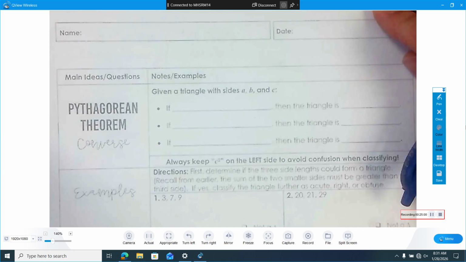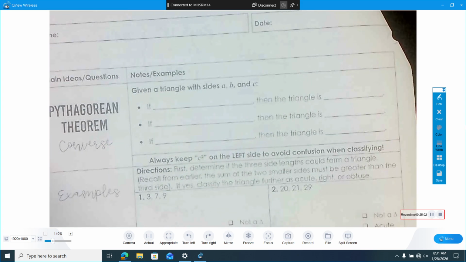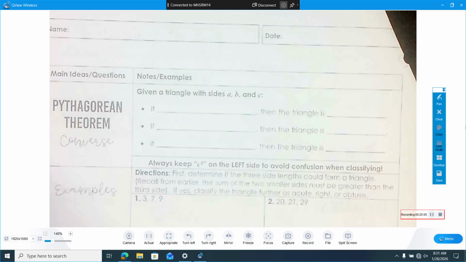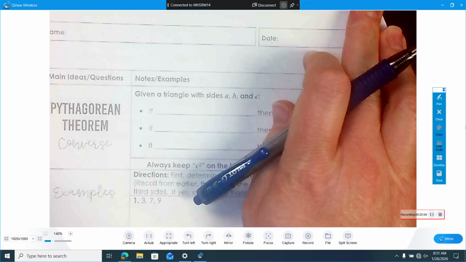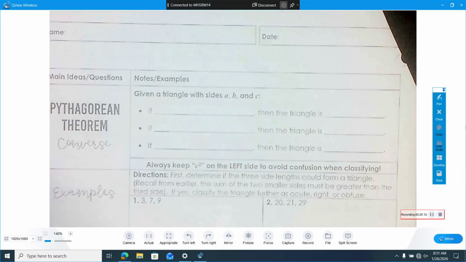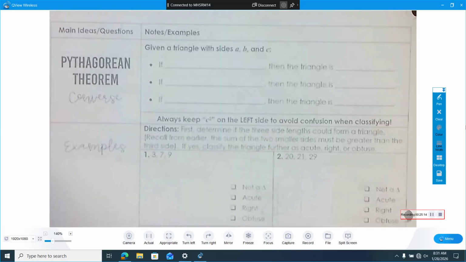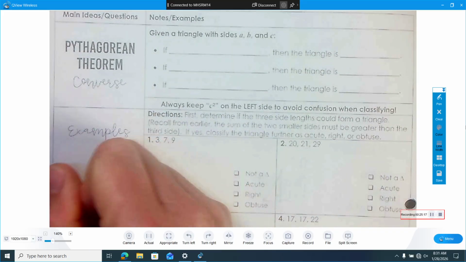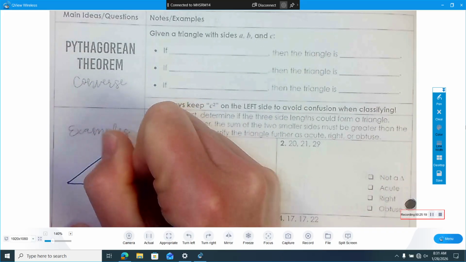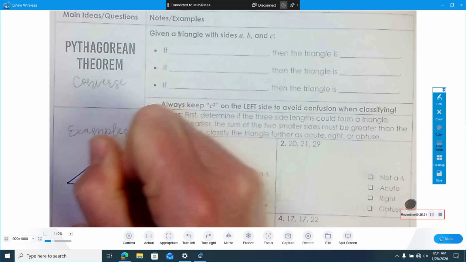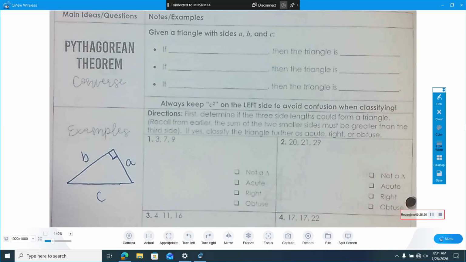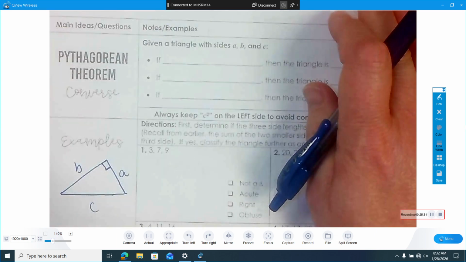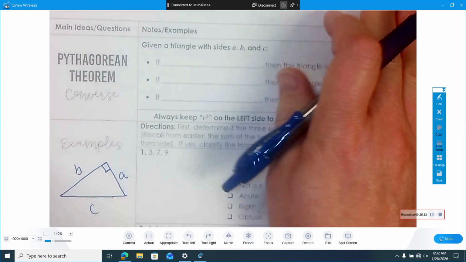So this is a slightly new thing here. The Pythagorean theorem can actually be used to determine if we have an acute or an obtuse triangle. Given a triangle with sides A, B, and C, let me draw a picture. First of all, we know that if I have a right triangle with sides A, B, and C, it would look like this. And if it's a right triangle, then A squared plus B squared equals C squared. So I'm going to write that down.